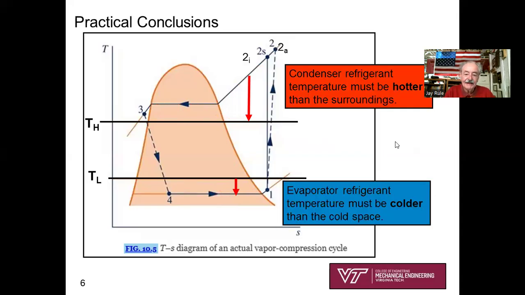And so I want to repeat that in words. Rather than confounding you with all these red arrows, I've tried to write out the conclusion that Dr. O'Brien made so well. It says here, the condenser refrigerant temperature has got to be hotter than the surroundings. That's the only way you can transfer heat from the refrigerant in the condenser into the surroundings. Similarly, the evaporator refrigerant temperature has got to be colder than the cold space. Okay, and so I've depicted that as well. And that's really important from the heat pump standpoint.